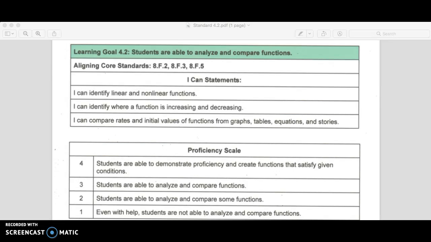And the proficiency scale: level 4, which is mastery, students are able to demonstrate proficiency and create functions that satisfy given conditions. Level 3, which is proficient, students are able to analyze and compare functions. Level 2 is approaching. Students are able to analyze and compare some functions. And level 1 is remediation. Even with help, students are not able to analyze and compare functions.